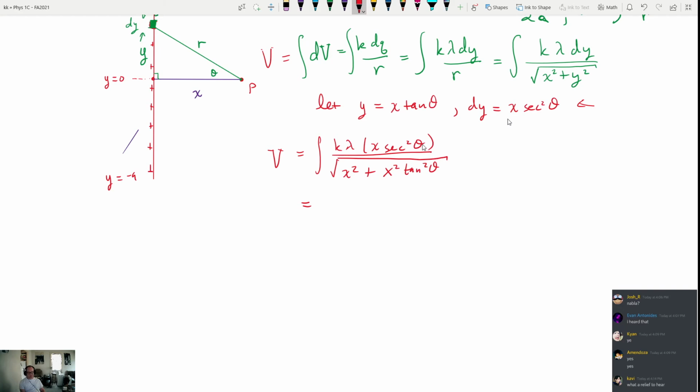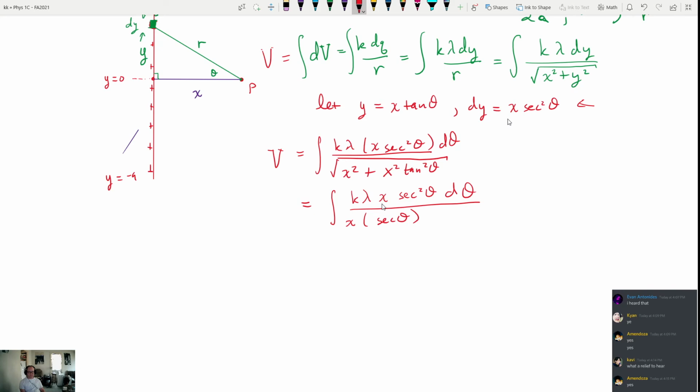We've changed our variable to theta, so we'll have to figure out what the limits are. We can do that later. I think this should work out now, because what we're going to get is the integral of k lambda x. There's still a d theta here I left off. We still have secant squared theta d theta. But the denominator should become something like 1 plus tan squared. Is that equal to secant squared? That sounds right, yeah. So we're going to get that times secant theta.